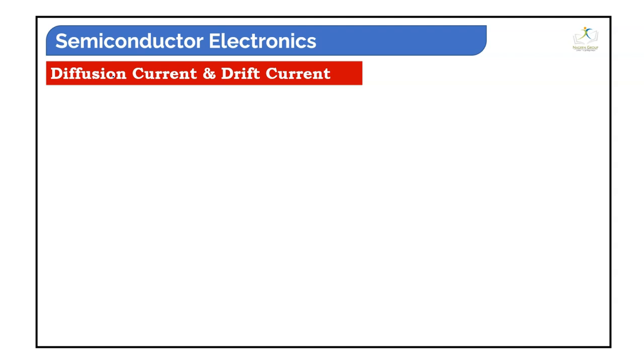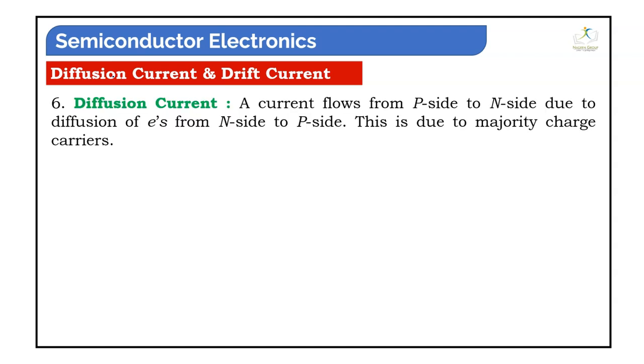Next topic is diffusion current and drift current. Students, this topic is an important topic. I hope you have heard about that one also. Diffusion current I'm taking first. It is a current which flows from P type to N type due to the diffusion of electrons from N side to P side. This is due to the majority charge carriers.